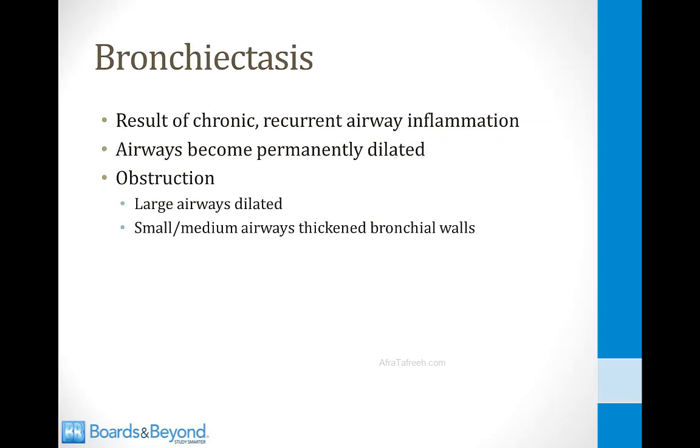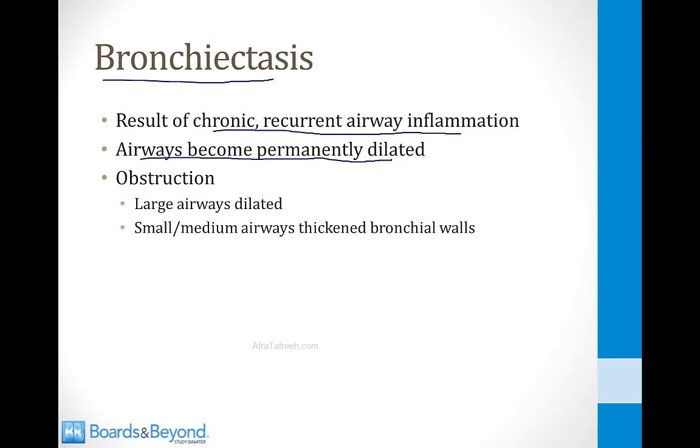The final cause of obstructive lung disease is bronchiectasis, and this is the most difficult one to keep straight because it has lots of different etiologies. Bronchiectasis is when the airways become permanently dilated, and this is usually the result of chronic recurrent airway inflammation. If you get lots and lots of bronchial infections, eventually you will get dilated airways and bronchiectasis. That's the consequence of all that disease.